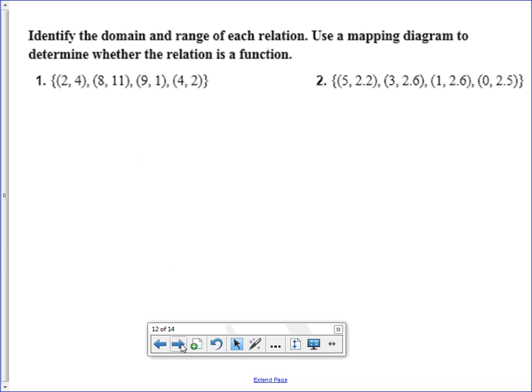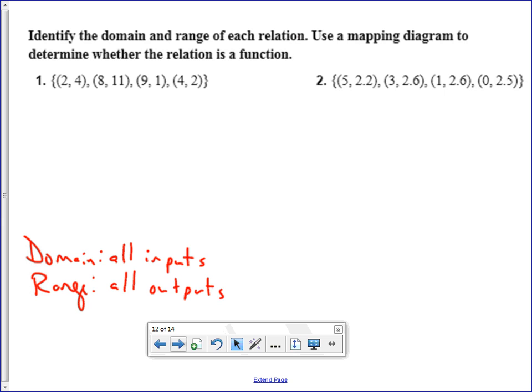Okay, next thing. We want to be able to identify a domain and range of a relation. We want to use mapping diagrams to determine whether a relation is a function. Okay, so first of all, a domain. The domain is simply a listing of all the inputs. The range is simply a listing of all the outputs. Okay, so if I ask the domain here, I'd have a 2, an 8, a 9, a 4. That would be my domain. My range would be a 4, an 11, a 1, a 2.